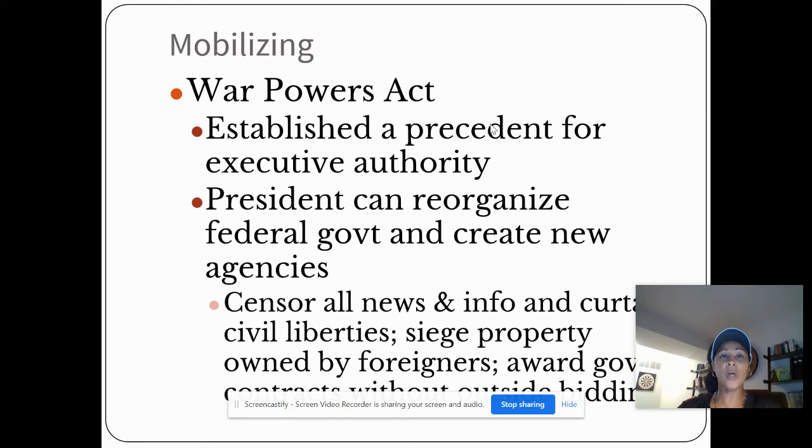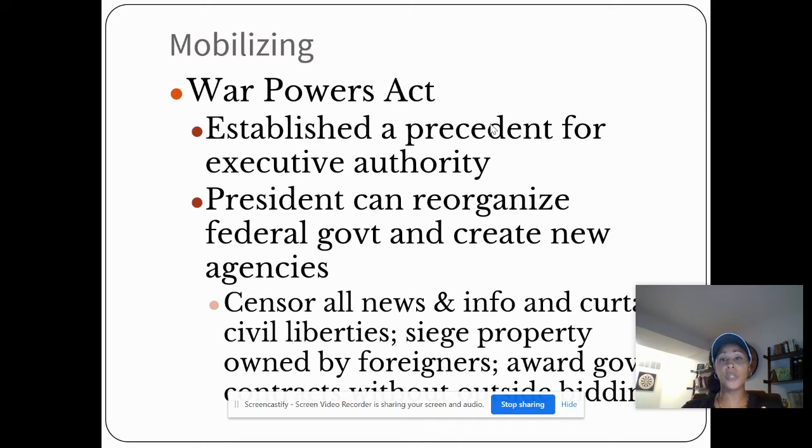All right, so we have what is called the War Powers Act. Be familiar with that. It establishes a precedent for executive authority, so the president can reorganize the federal government and create new agencies as needed. Now, this is kind of key because the growth of some of these agencies that start off in World War II, you will see they will continue to be something to be reckoned with even in today's society. So this gives certain parts of the executive powers that they never had before.